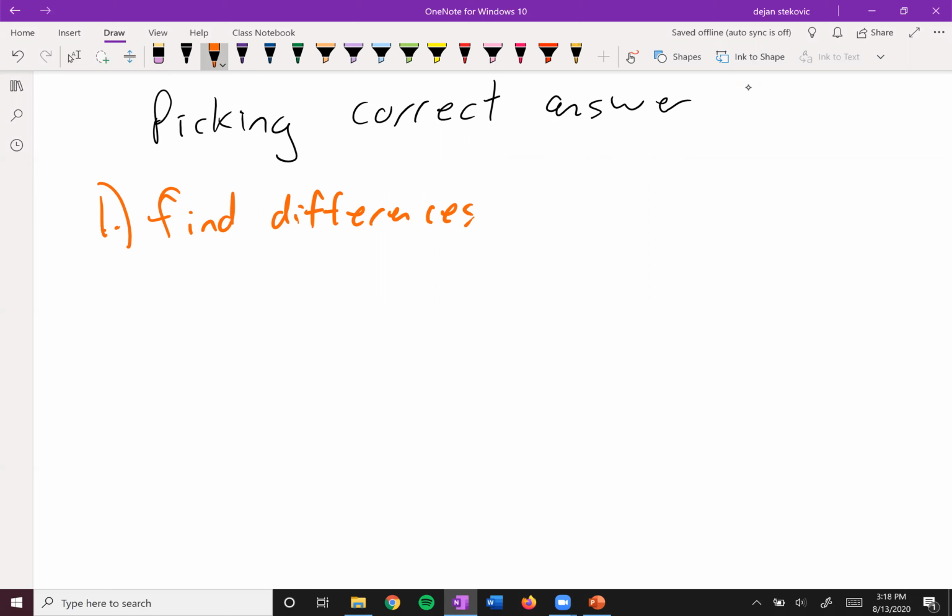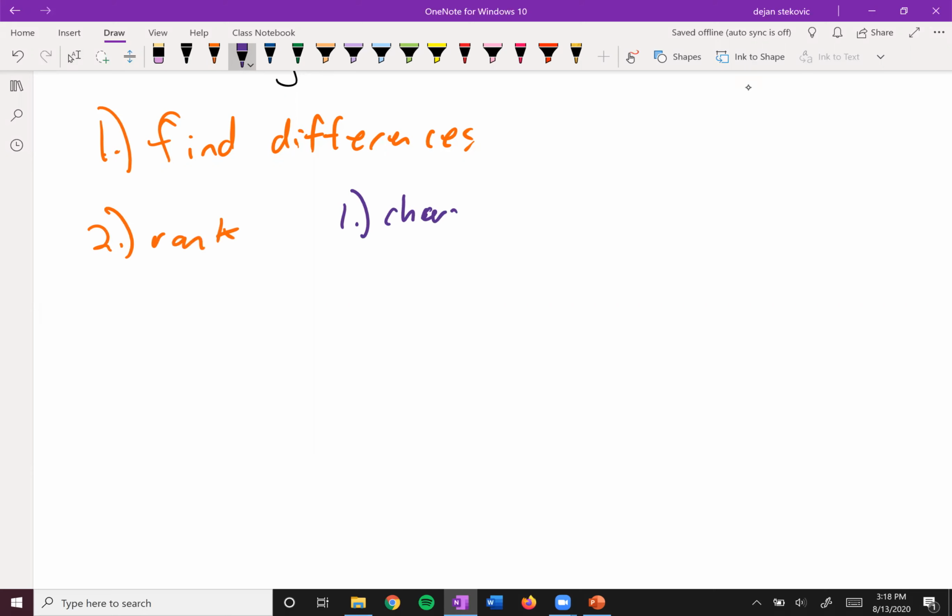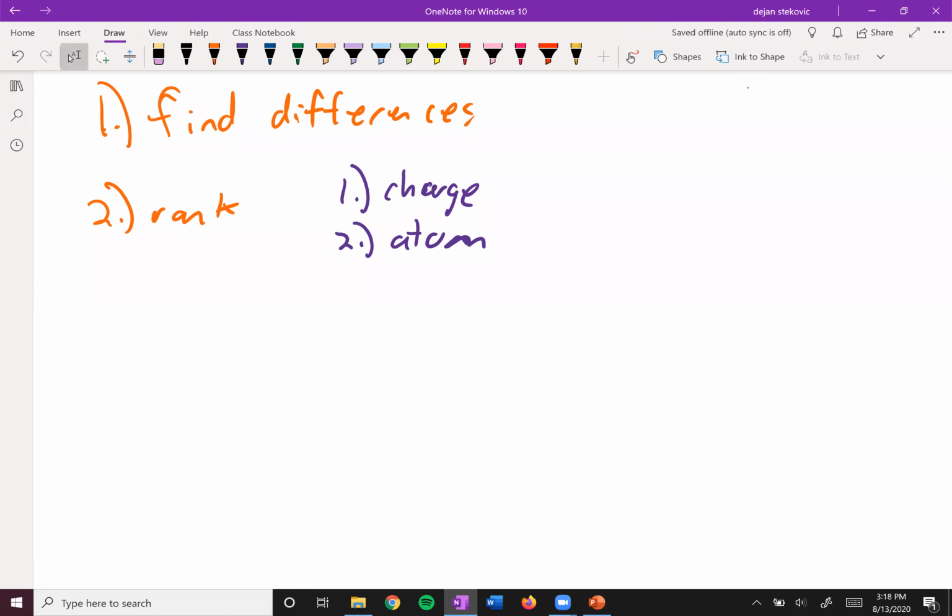Are the atoms different? Are the charges different? Do you have different resonance structures, induction, hybridization, that kind of thing? And then when you find the differences, you want to rank the differences. Remember our order. The most important thing here is charge, followed by atom effects. And then remember, with atom effects, you have to think about whether you're talking about across a period or down a group.